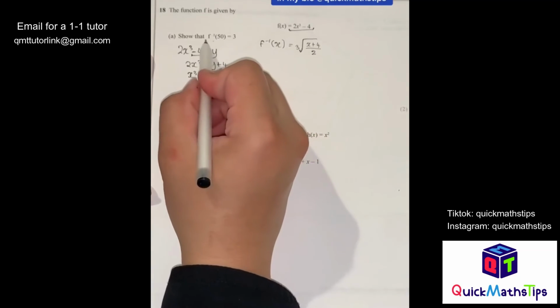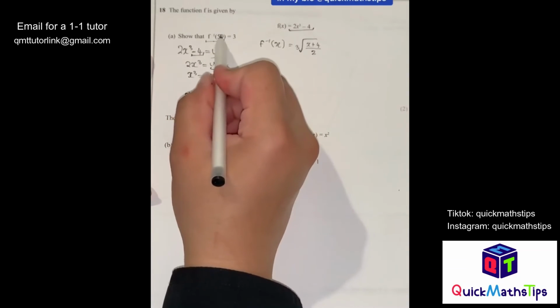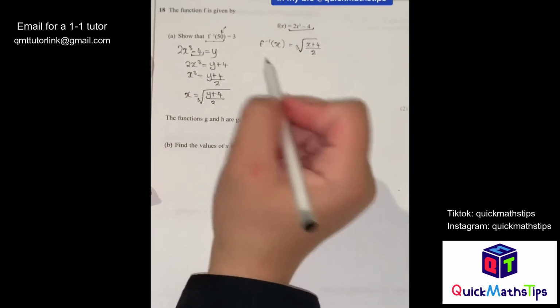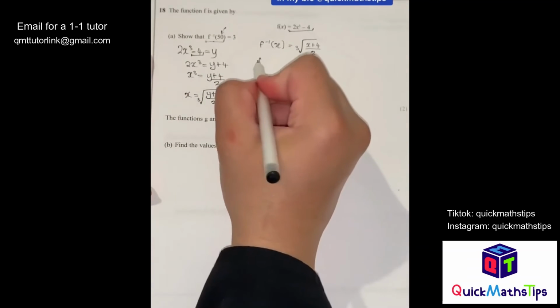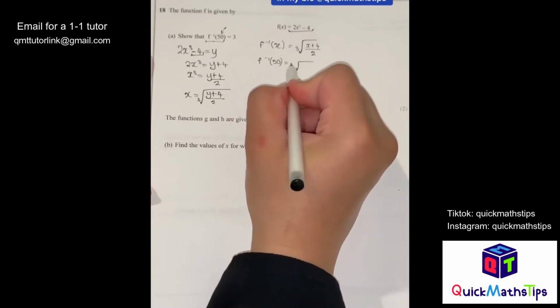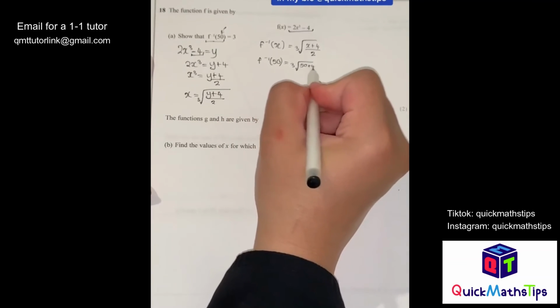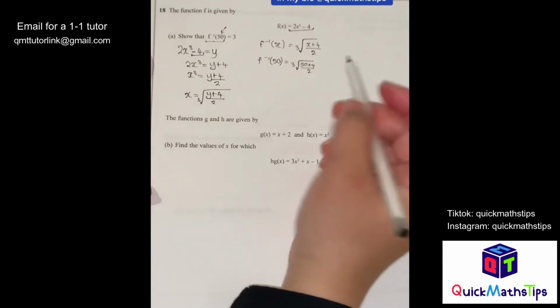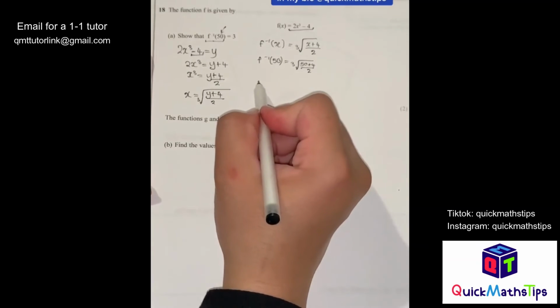Now it says show that f minus 1 of 50 is equal to 3. So if I substitute in 50, my answer should be 3. So let's try it. So I'm going to do f minus 1 of 50. So I'm going to do the cube root of 50 plus 4 divided by 2. I'm replacing the x with 50. 50 add 4 is going to be 54.